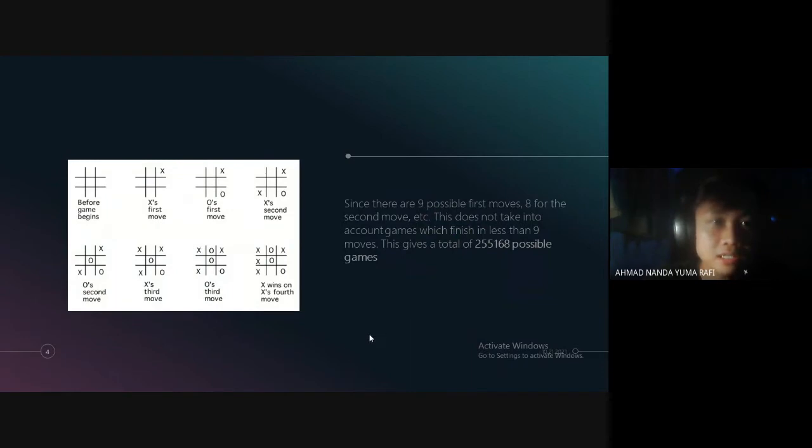Before the game begins, there is no O or X, but after the first player moves, there is one, the first move, and then the second move, third move, and so on. Since there are nine possible first moves, eight for the second move, and so on, this does not take into account games which finish in less than nine moves. If we calculate all of the moves that can appear in this game, there are 255,168 possible games. So many possibilities in this game. So it calls the tic-tac-toe algorithm, which chooses the turn after the player.